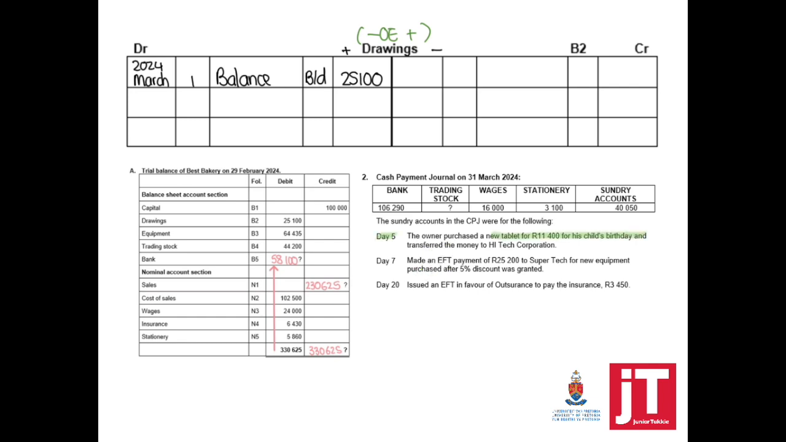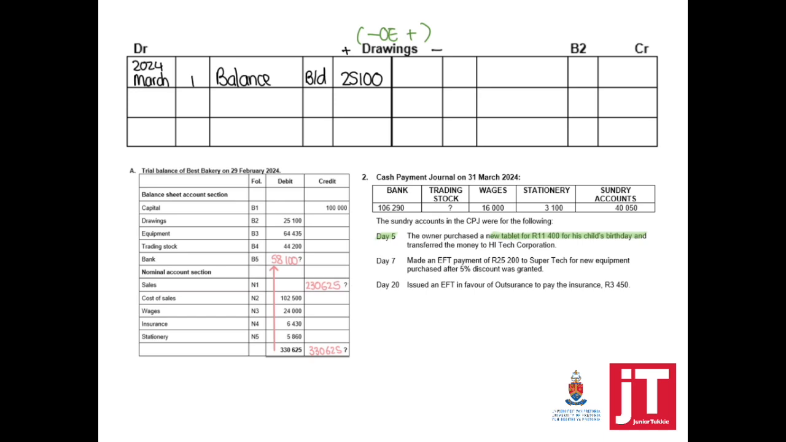So if I look at transaction number 5, the owner purchased a new tablet for $11,400 for his child's birthday and transferred the money to High-Tech Corporation. This means that the tablet was purchased, but for personal use, and whenever it's for personal use, it must be shown as drawings. This will increase his drawings, which will have a negative effect on the owner's equity.